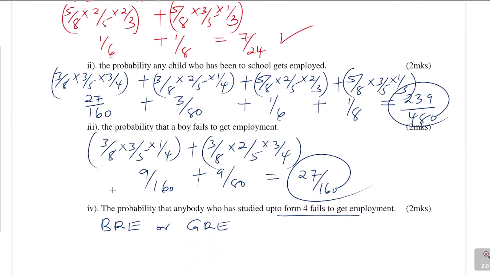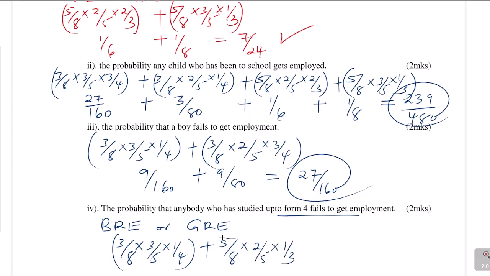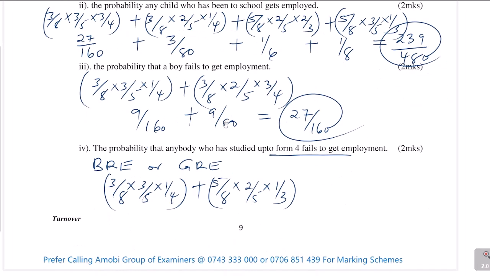So 3/8 times 3/5 times 1/4, or 5/8 times 2/5 times 1/3, like that. And simplifying these, 3/8 times 3/5 times 1/4 gives 9/160. Then 5/8 times 2/5 times 1/3 gives 1/12. And the sum gives 67/480. So that is how you're supposed to solve that question.